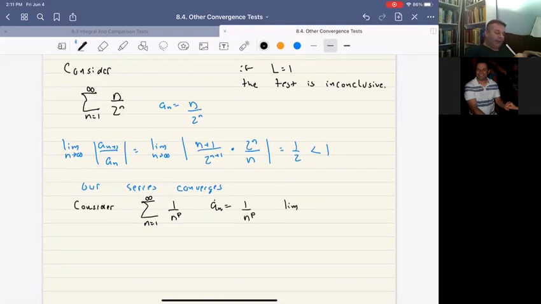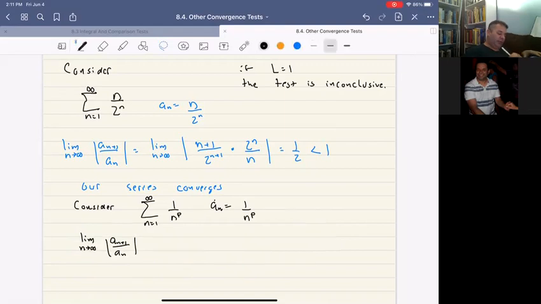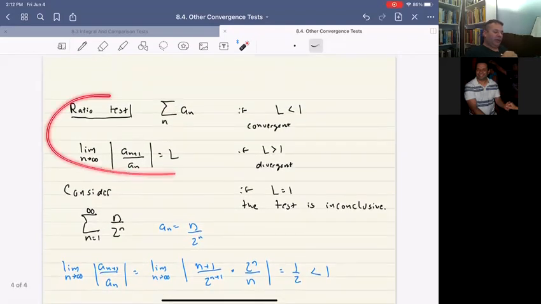And the limit as n goes to infinity of a sub n plus 1 over a sub n equals the limit as n goes to infinity of 1 over n plus 1 to the p times n to the p over 1. So that's going to always equal 1. So you can see now that this doesn't tell us anything for the ratio test.